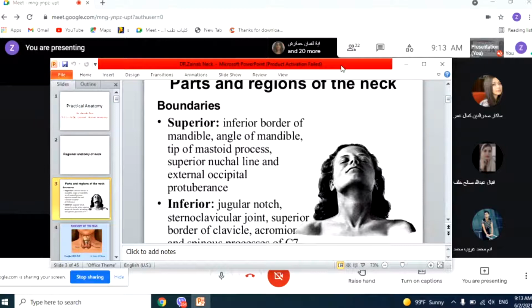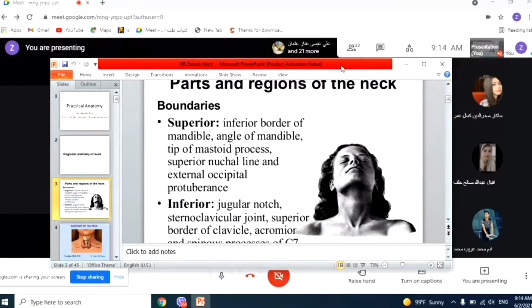About the function of the neck. The neck, what is the function? The function is to support the weight of the head and also protect the nerves that carry sensory and motor information from the brain down to the rest of the body. So its function is to protect the nerves that come from the brain down to the rest of the body. And these nerves, as you know, carry the sensory and motor supply of the body.